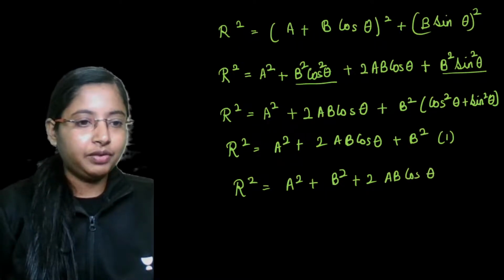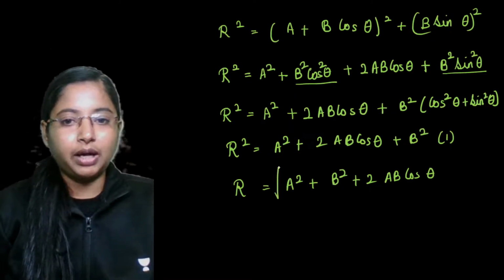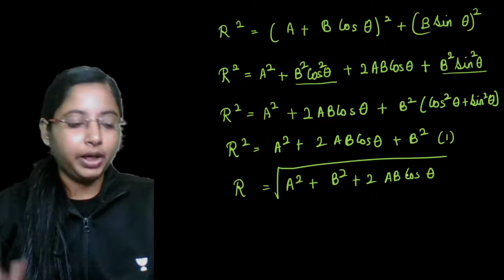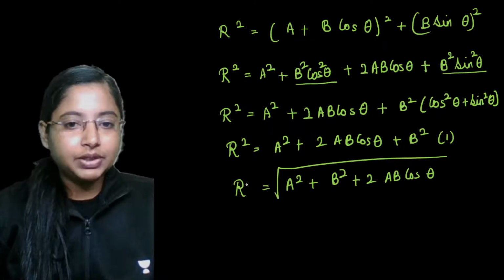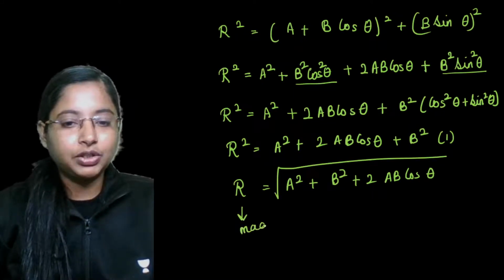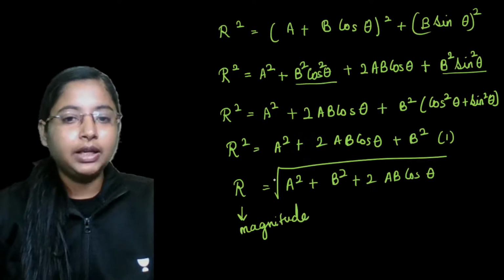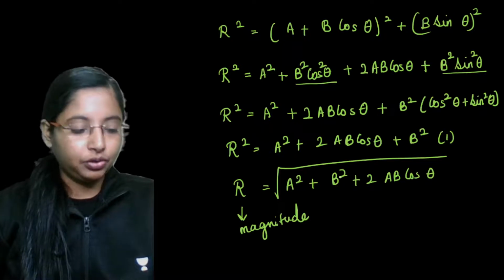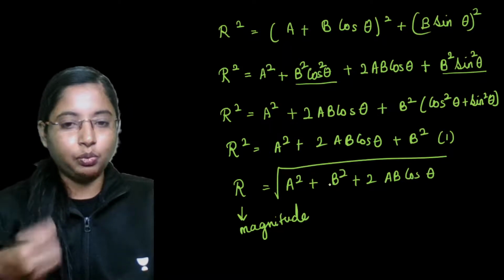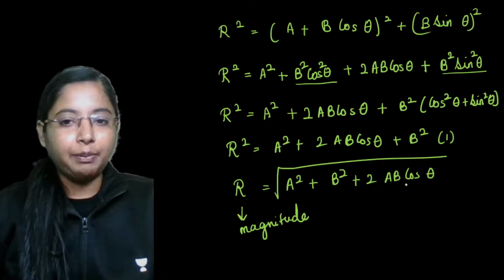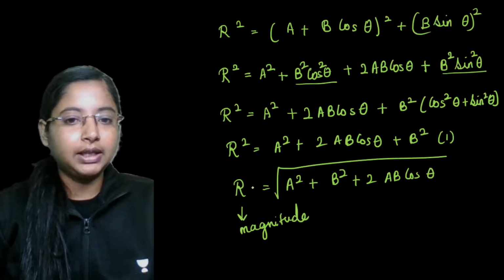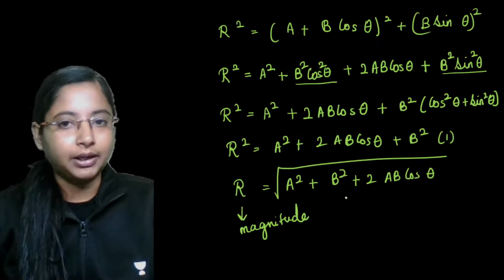Now one more thing we have to do, very simple. What will be R? We know R square. R will be the root of A square plus B square plus 2AB cos theta. This equation gives us the magnitude of the R vector. That is, when you add two vectors, you just substitute the magnitudes of both the vectors and apply this formula to find the resultant R vector. This gives you the magnitude.